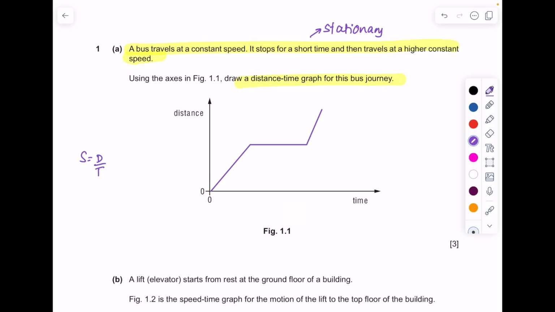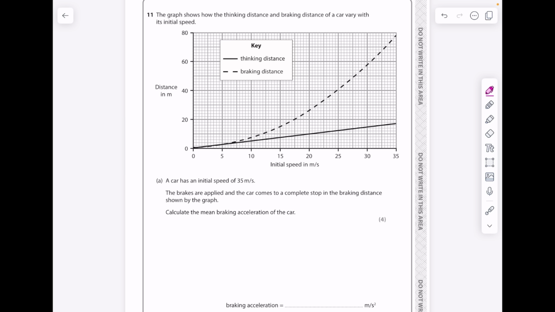So something like that. The graph shows how the thinking distance and braking distance of a car vary with its initial speed. A car has an initial speed of 35 meters per second. The brakes are applied and the car comes to a complete stop in the braking distance shown by the graph. Calculate the mean braking acceleration of the car.